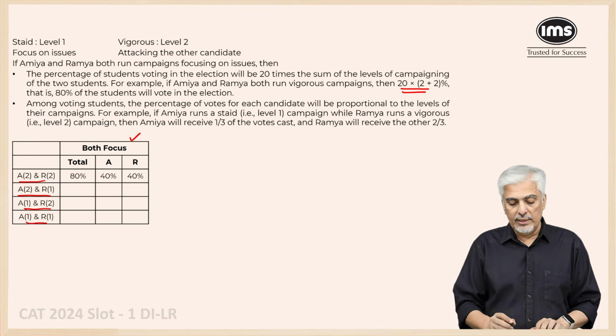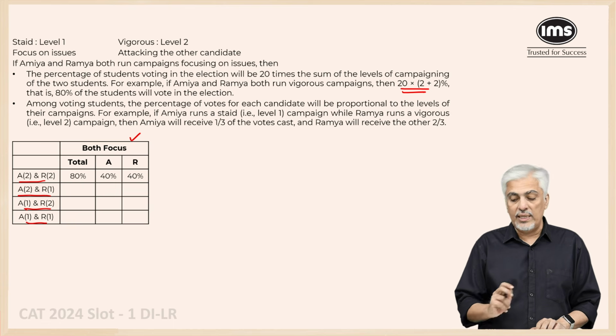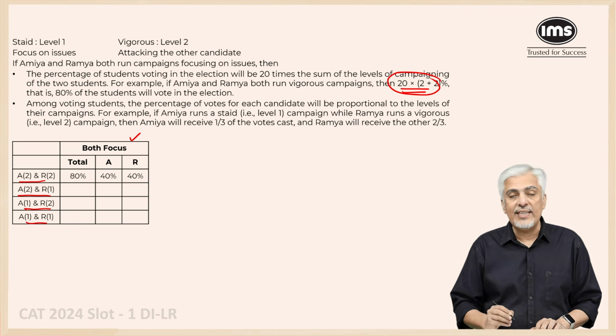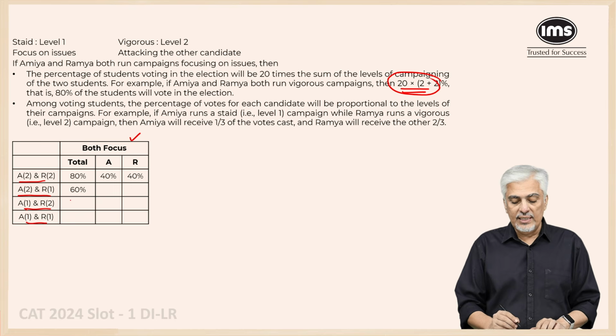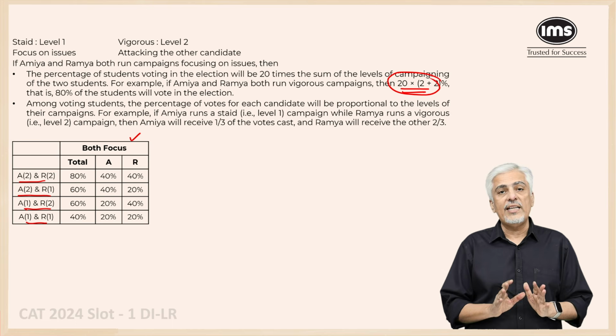No problem over here. If A is at 2 and R is at 1, that means total votes will become 20 into 3. Based on this formula, it will become 60. Now, A will get 2/3 of the votes, because A is 2 and R is 1. So A will get 40, and R will get 20. A1 and R2, again total will be 60. This will become 20, 40. And if A1 and R1, total will become 40 and both will get 20, 20. Now this was the initial data.